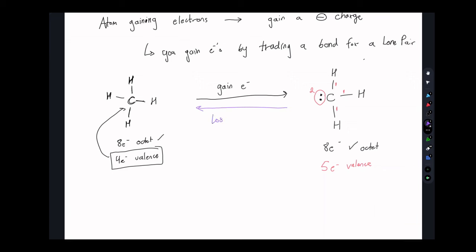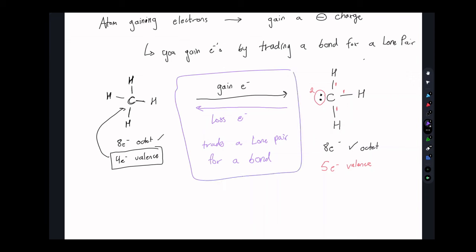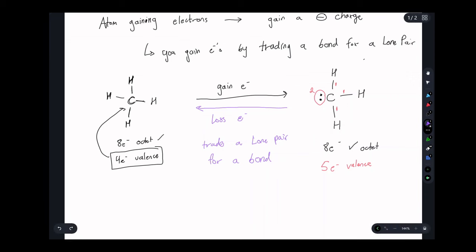How do you lose electrons? And in this case, it's the same thing. We're going to be trading a lone pair for a bond. Now, I'll talk about how you can use this understanding, the idea of trading lone pairs and bonds, to make formal charge easier, but that's going to come in the future lectures when we talk about the different atoms.